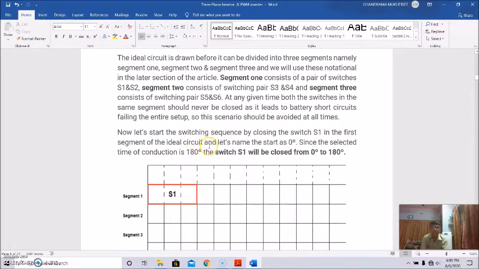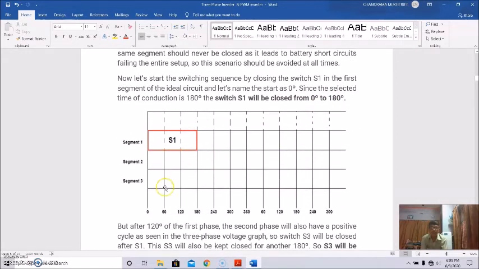ideal circuit, and let's name the start as 0 degree, and since the selected time of conduction is 180 degree, switch S1 will be closed from 0 degree to 180 degree. That is shown here. So this is actually for segment 1, and switch S1 is closed from 0 to 180 degree.